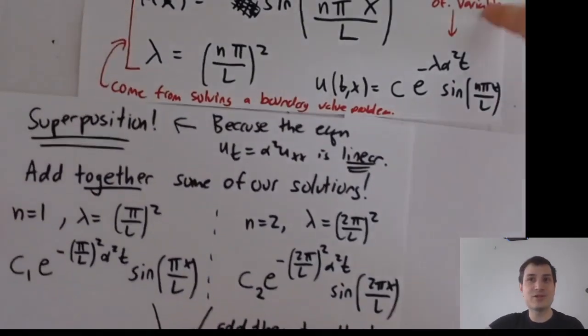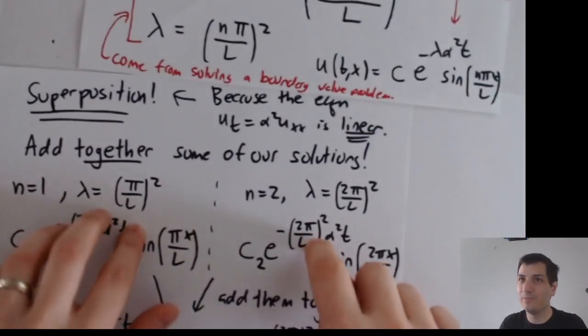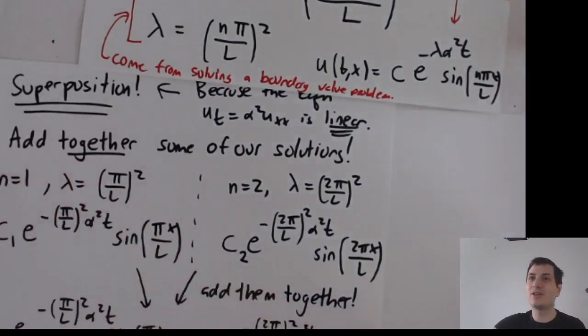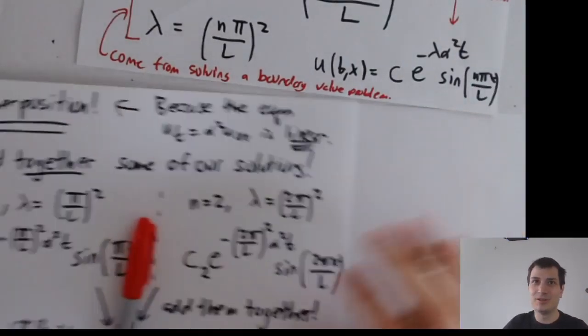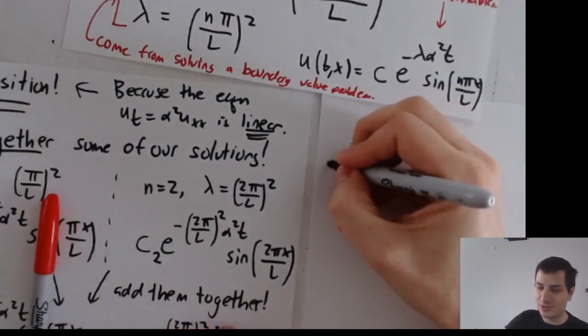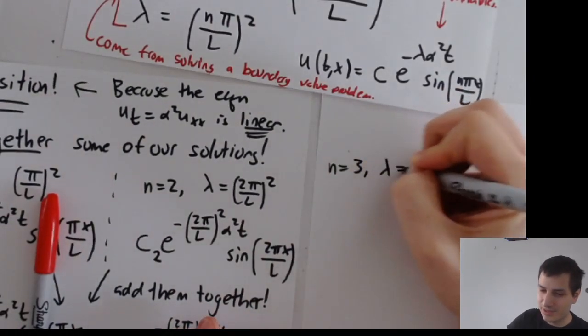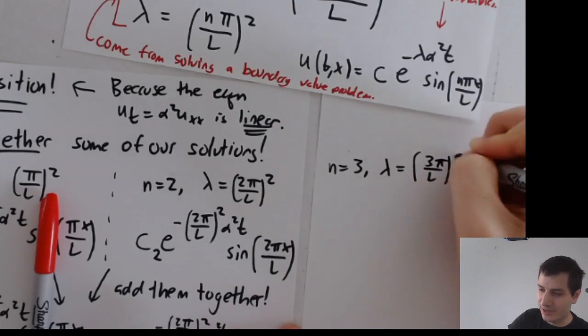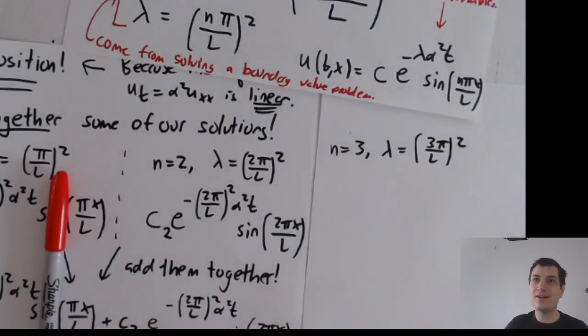And we found a whole bunch of solutions over here. This was only 2 of them. What about the other ones? So in fact, you can do this with n equals 3. So that's what I'm going to do now. When n equals 3, lambda is 3 pi over L squared. That's also a solution. You should chuck that in as well.